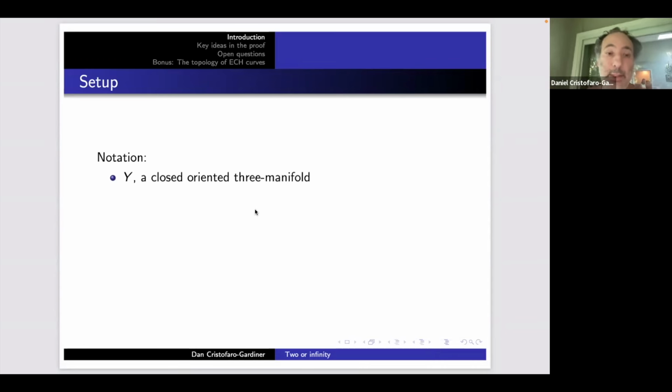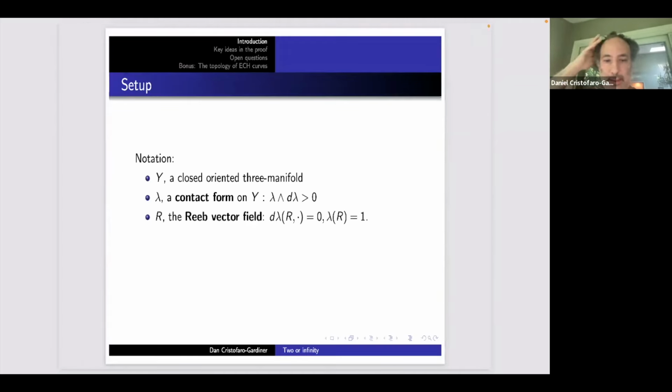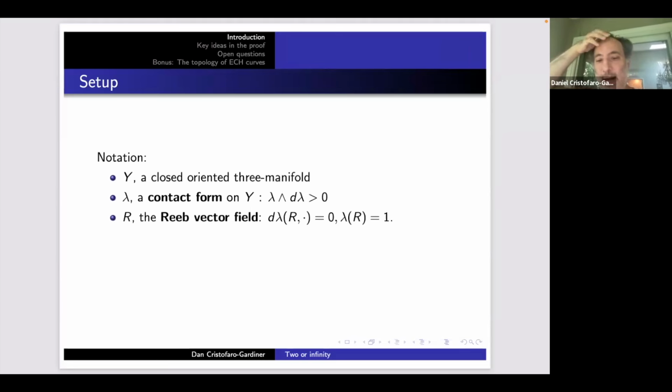Okay, so I want to just start by reviewing some notation. So we have a closed oriented three-manifold. It has a contact form. Okay, I think we know what this is. That has an associated Reeb vector field. I'm not sure the level of specialization of the audience, so maybe I'll just quickly say, it's in the kernel of d lambda, and it's normalized to have length 1.